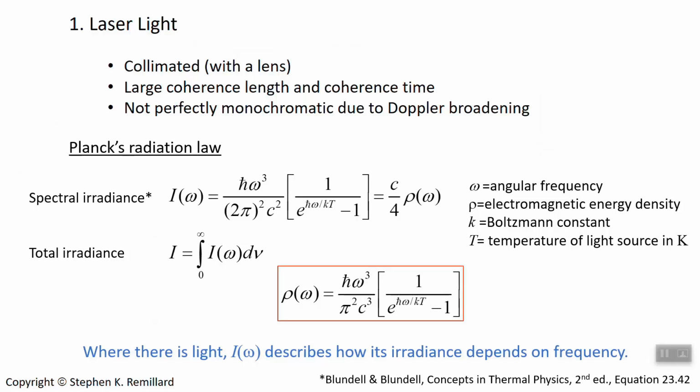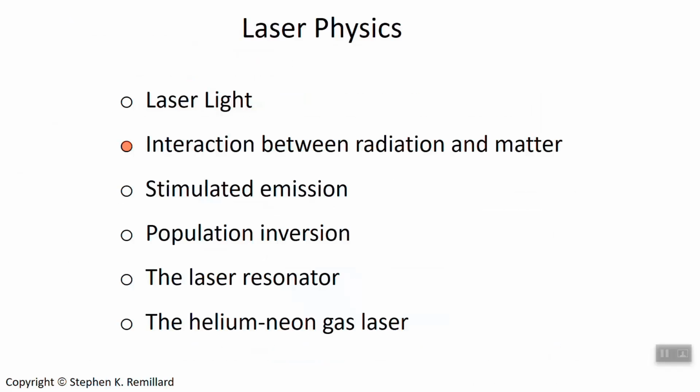If this expression for spectral irradiance is rearranged, we have a useful expression then for the electromagnetic energy density in a laser beam, which we will use later, so you want to write this down. That's why it's in a red box. Electromagnetic energy density goes as the frequency of the light cubed times the Bose-Einstein distribution. That's a brief description of laser light.